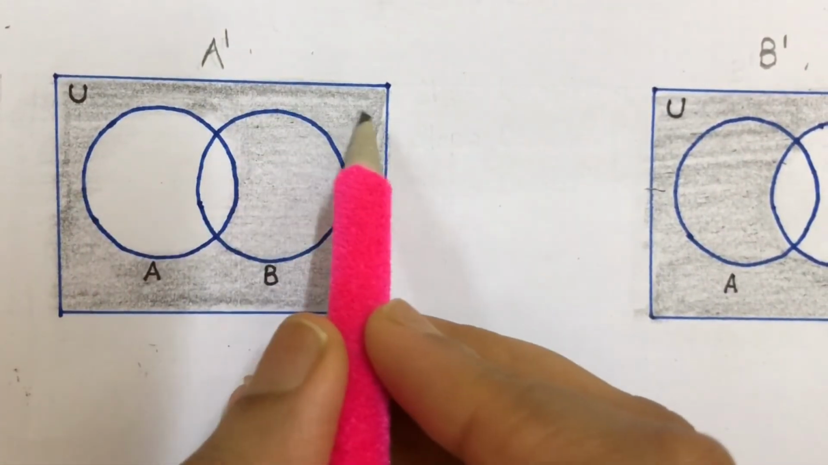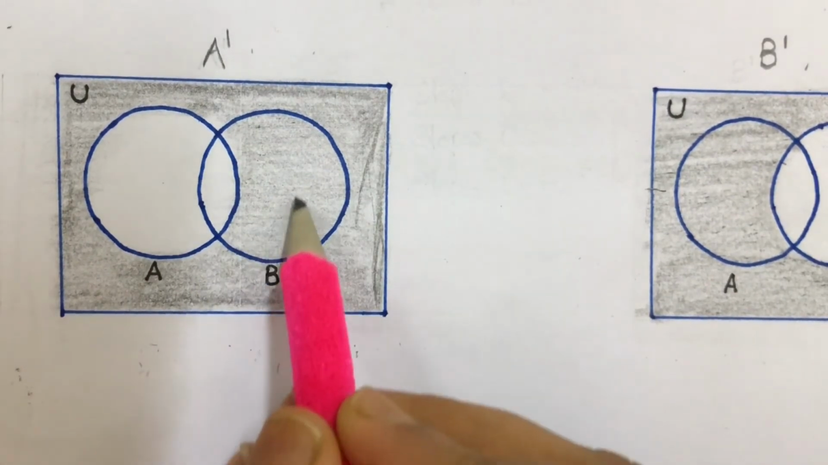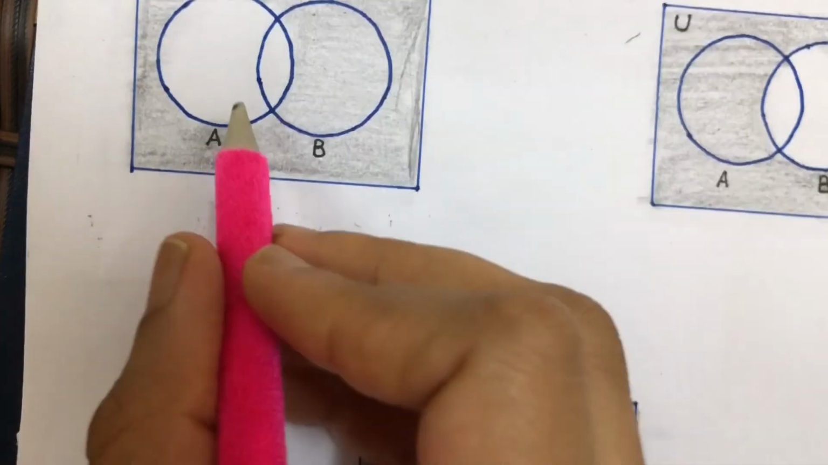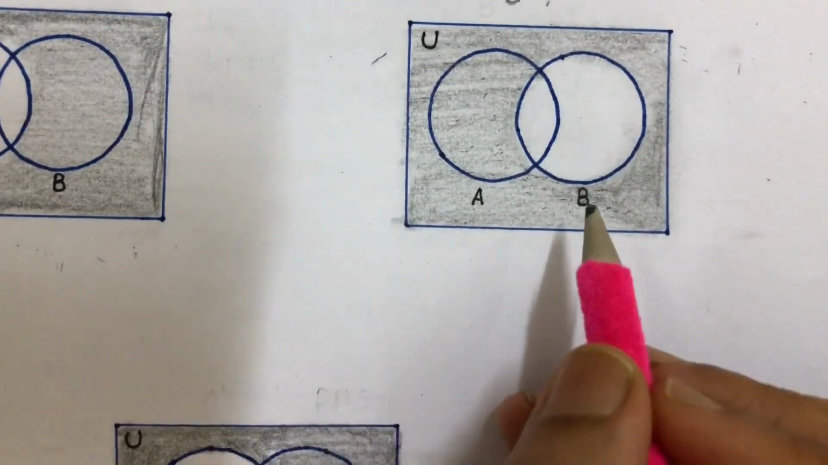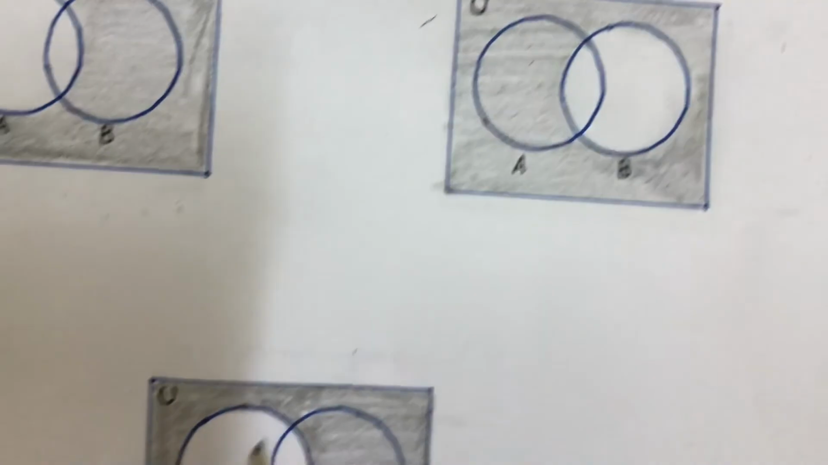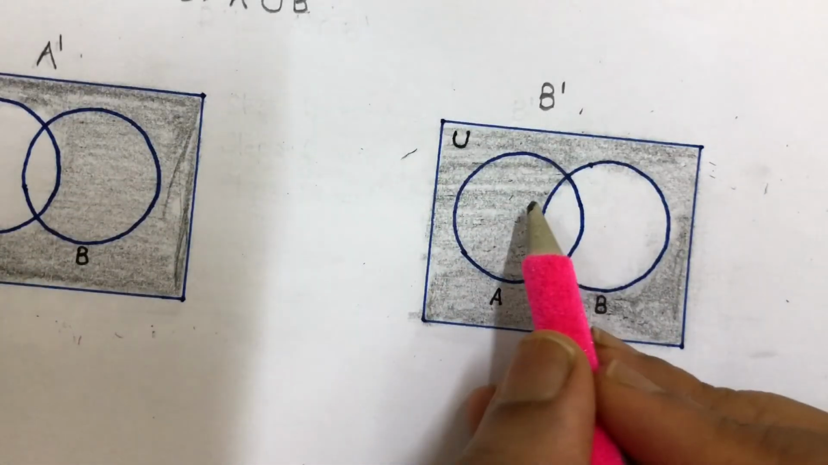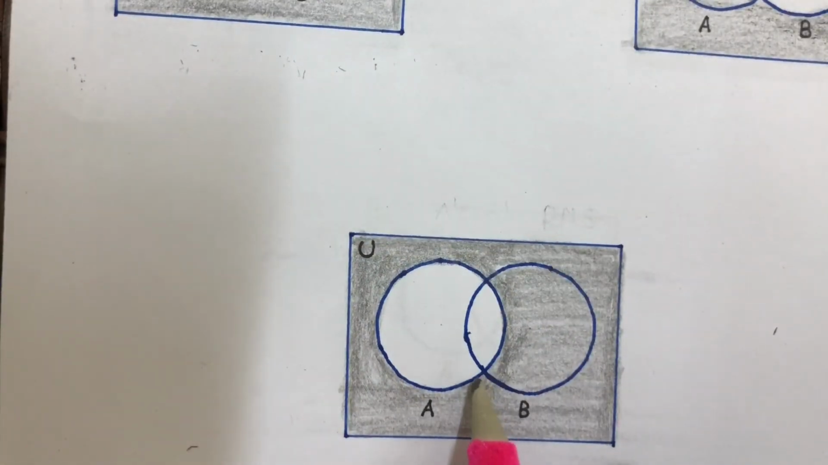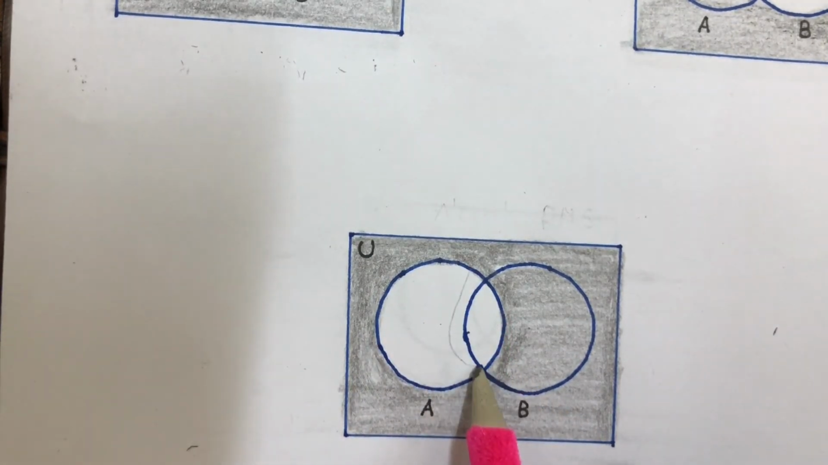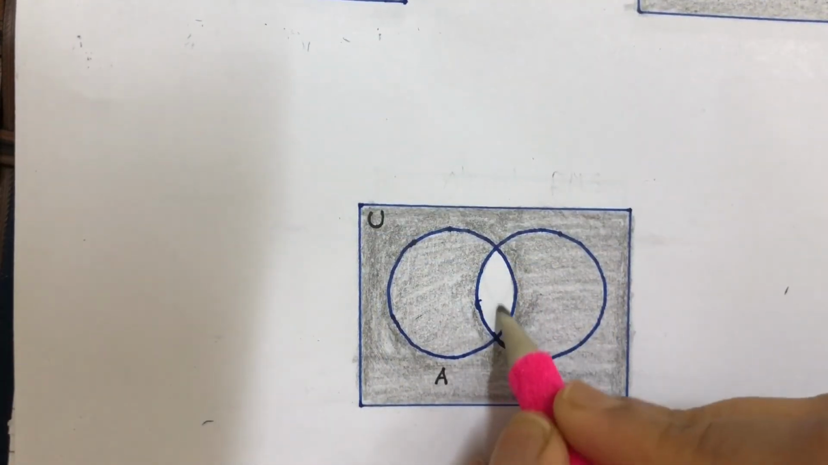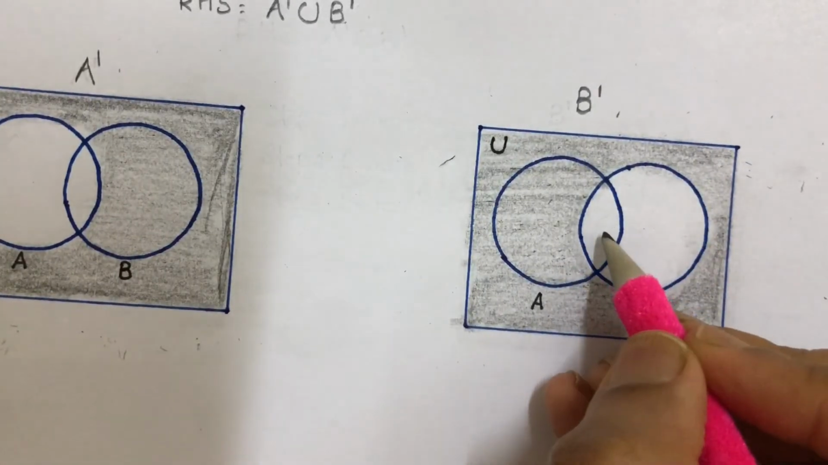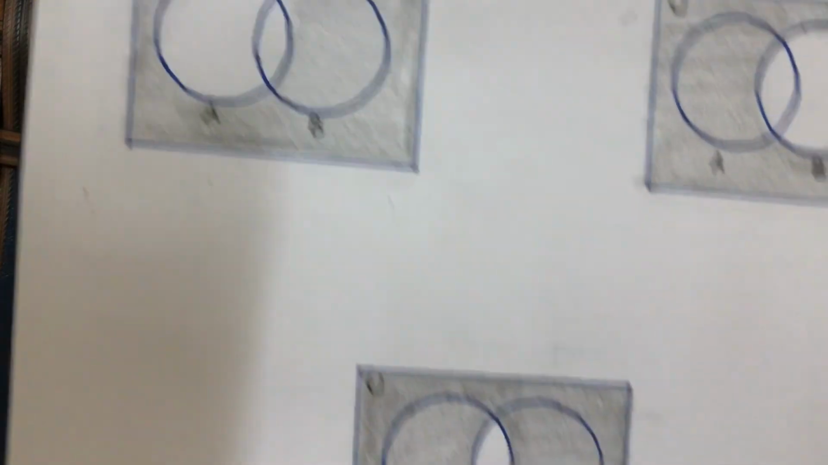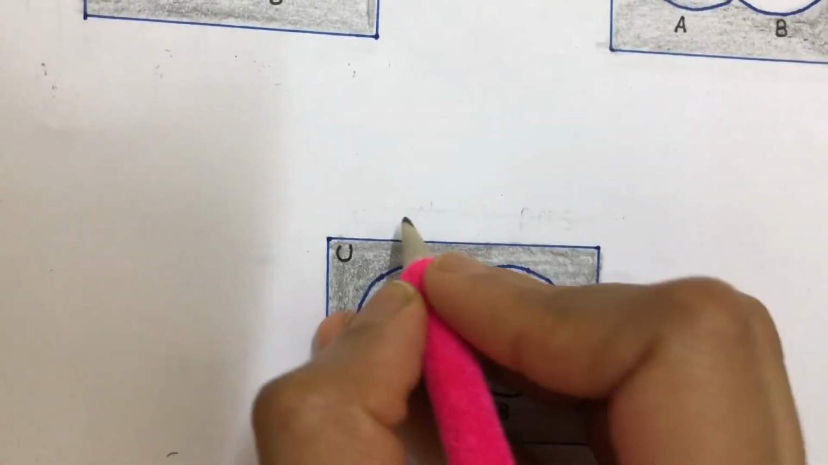Now A complement includes this area and this portion of B. This is the A complement area. Next, B complement. This area we already shaded, and then the portion of A, that means this portion. This area is not included, right? This area is not included in B complement, nor in A complement. So, this is our RHS.